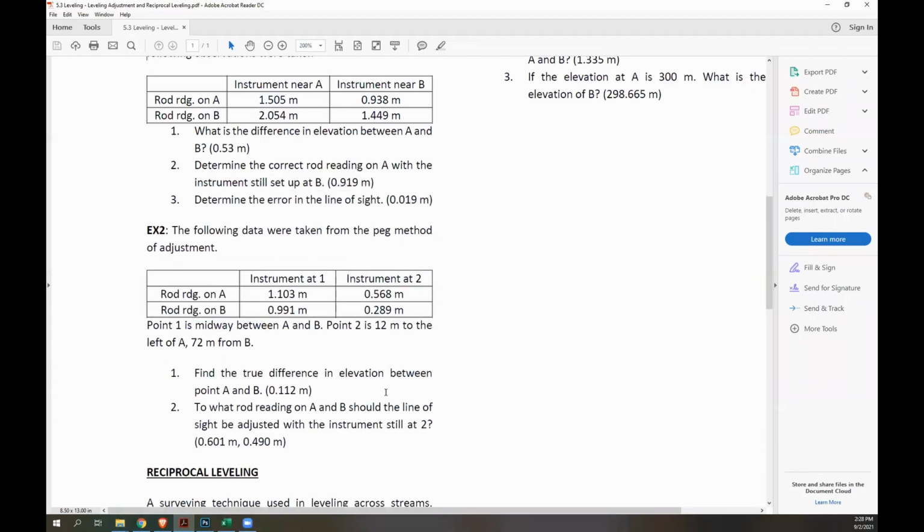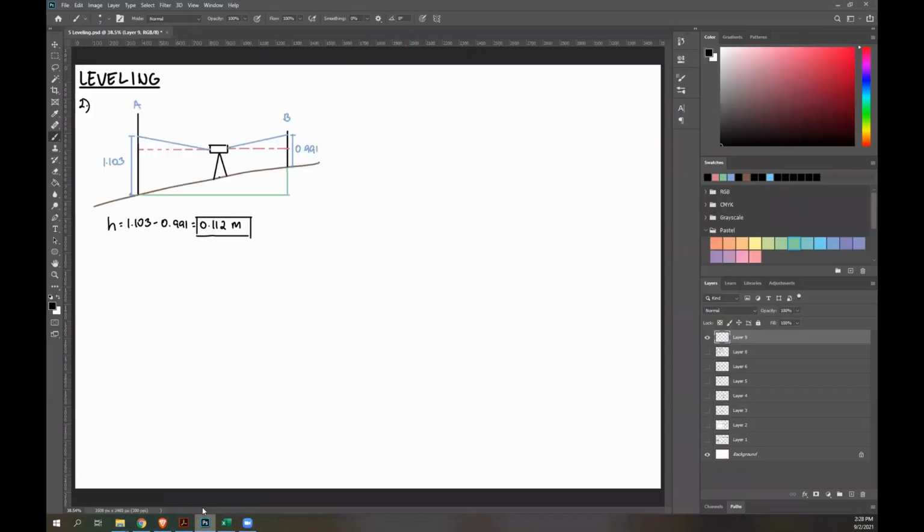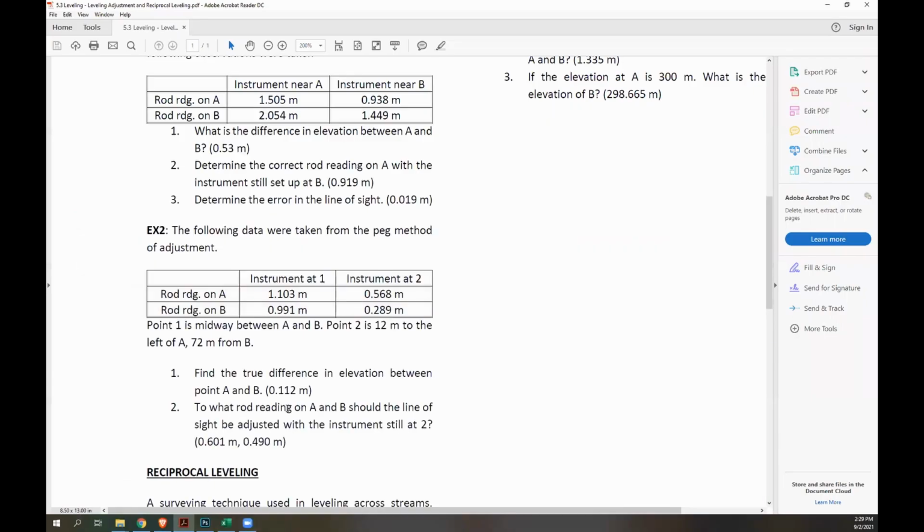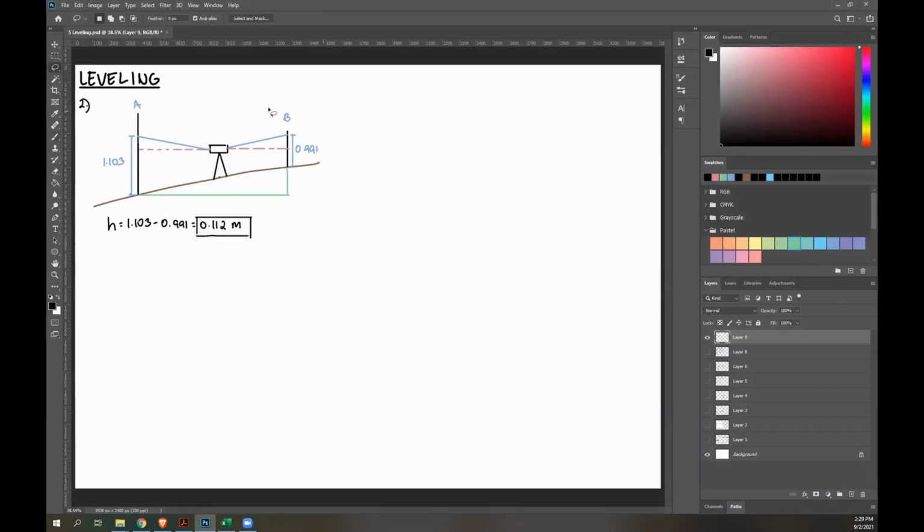Find the true difference in elevation between points A and B. Again, you can't do this if it's not at the center. Now that we know this, let's move on to number 2. To what rod reading on A and B should the line of sight be adjusted with the instrument still at 2? So now we're going to draw our instrument at 2. Let's do that once more.